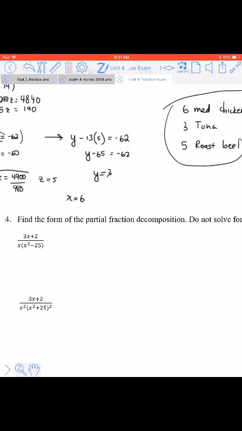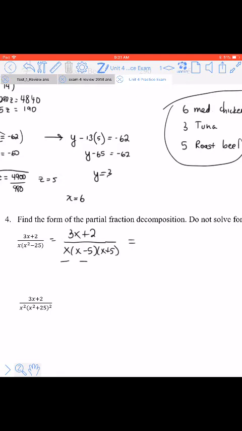Okay, question 4. Remember I told you to read the directions carefully on these when it's partial fractions. This one's only asking for the form of the partial fractions. So we only have to do about half the problem. I'm going to go ahead and factor the denominator. The x squared minus 25 factors into x minus 5 and x plus 5. That's fully factored now. So we've got 3 factors: x, x minus 5, and x plus 5.